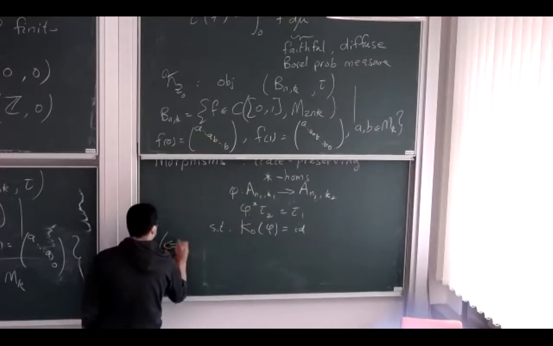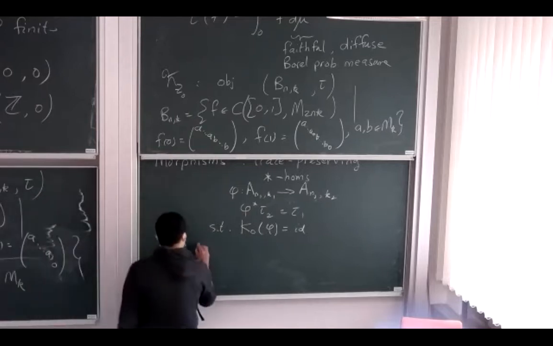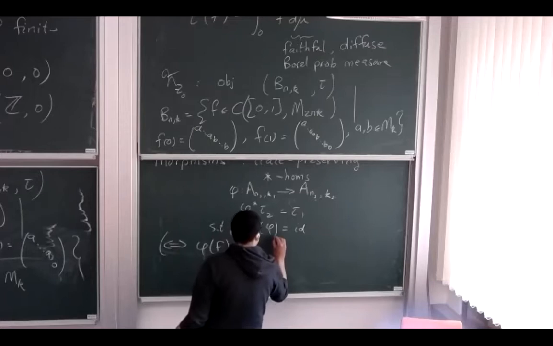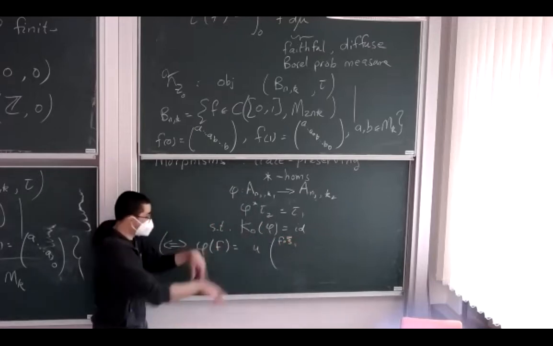Equivalently, they are what we call diagonal morphisms. So they are of the form phi of f is some unitary conjugate of f composed with a bunch of movements.